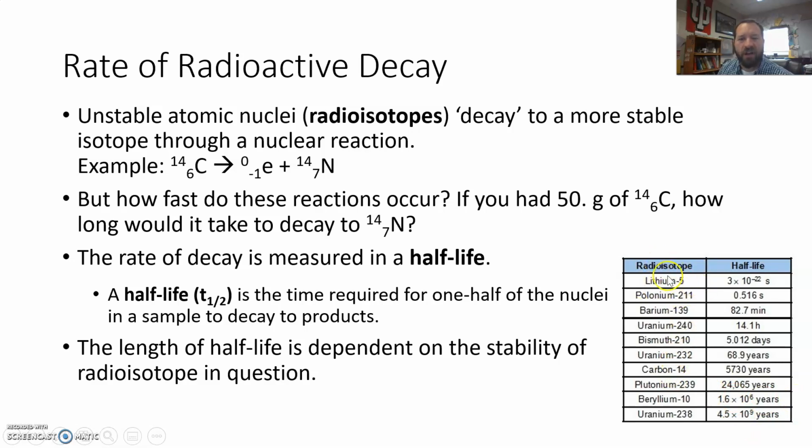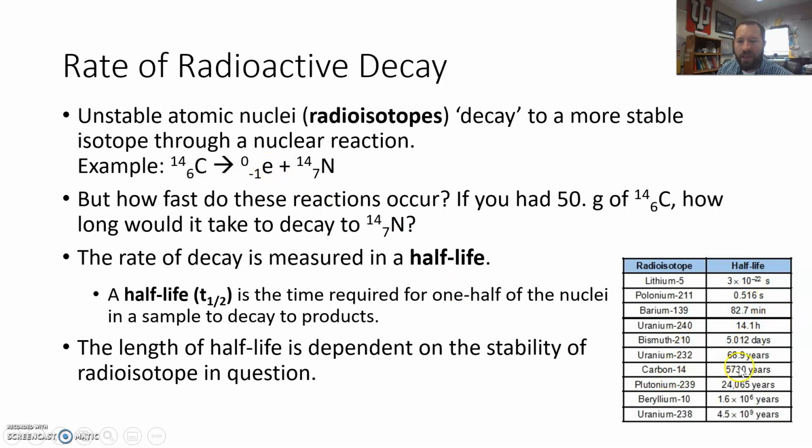Other radioisotopes are a lot less stable. Lithium-5, for example, has half of it decay every 3 × 10^-22 seconds. That's incredibly fast, fractions and fractions of a second. Something a little easier to wrap your mind around: polonium-211 has half of its isotopes decay every half second. So in 1 second, you lose 1/2 in the first half second, then 1/2 of that, and you're down to a quarter of what you started with in 1 second.